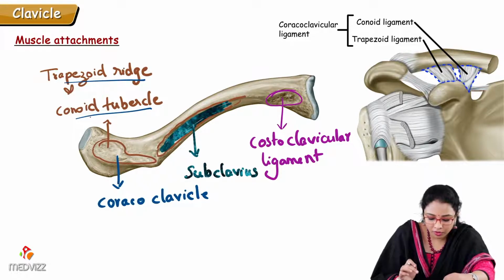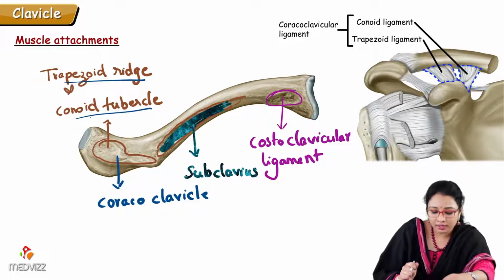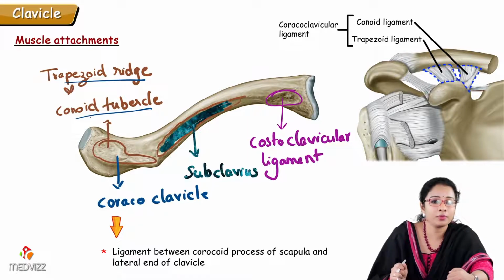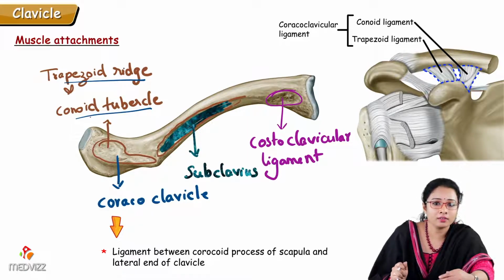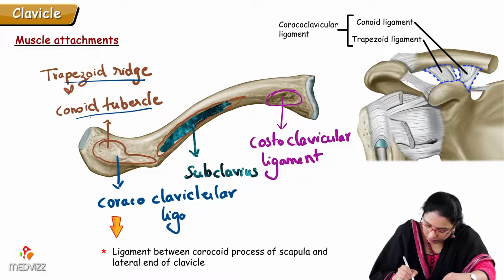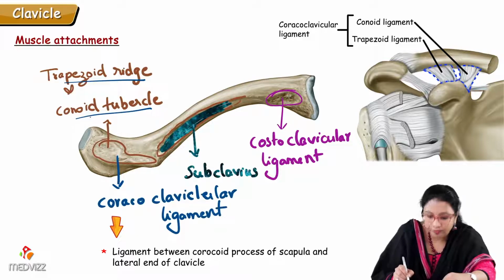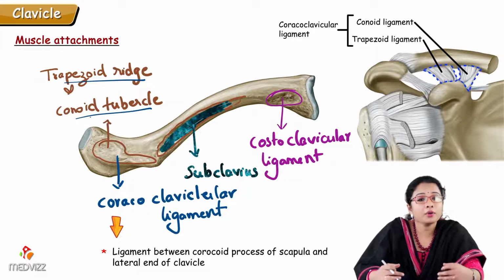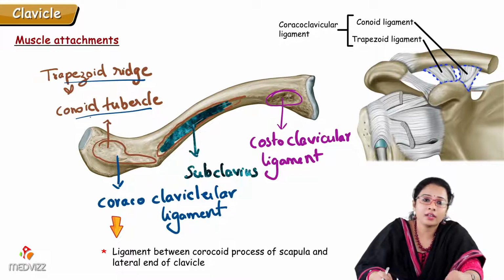Inferiorly, the trapezoid ridge and the conoid tubercle provide attachment to coracoclavicular ligament. It means the ligament between the coracoid process of the scapula and the lateral end of the clavicle. So it is called coracoclavicular ligament. So these are the important attachments of the clavicle.